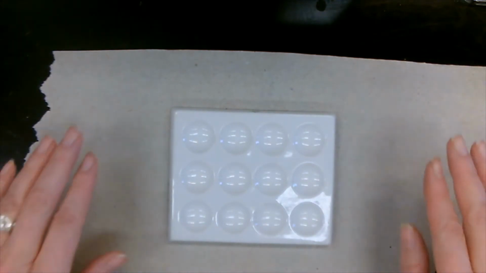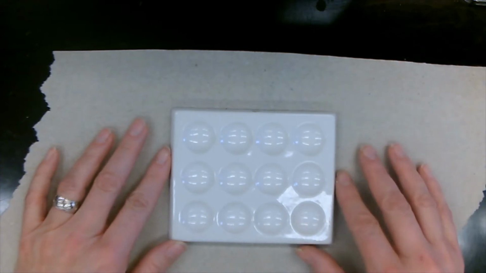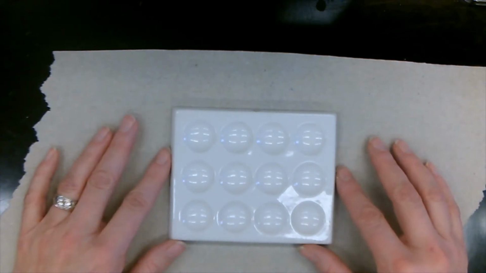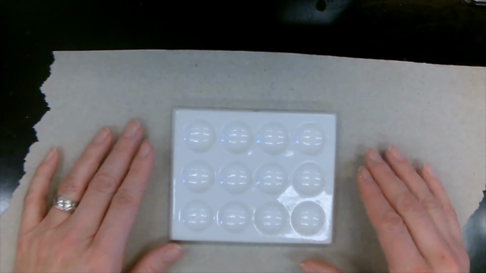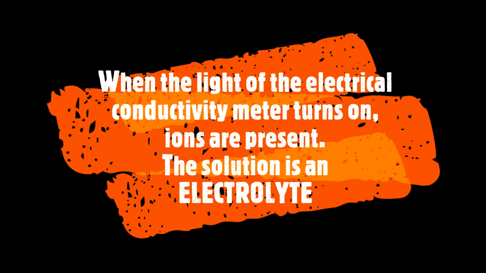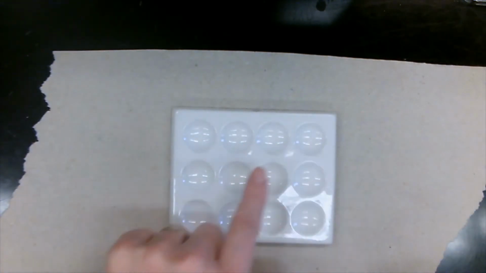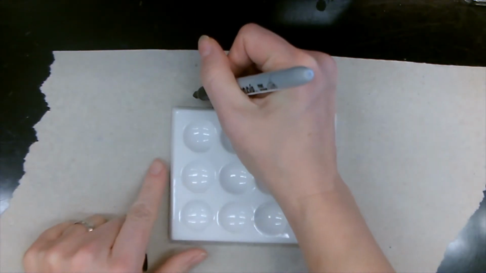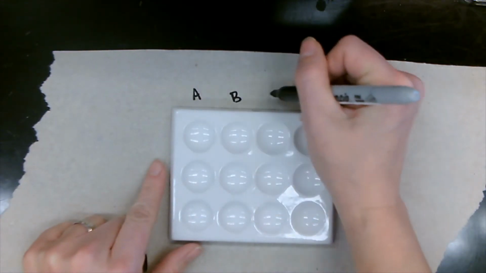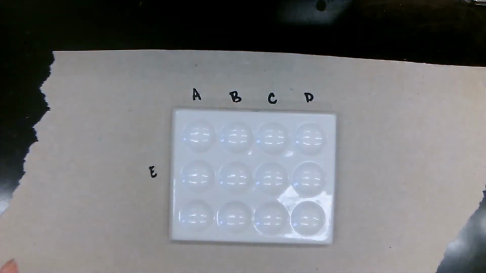All right, we're now ready to do our electrical conductivity testing. This test is to see if the liquid we have is an electrolyte, meaning that it has ions and therefore conducts electricity. We have our spot plate here. We're going to be adding our liquids inside the spot plate. Let's label it.